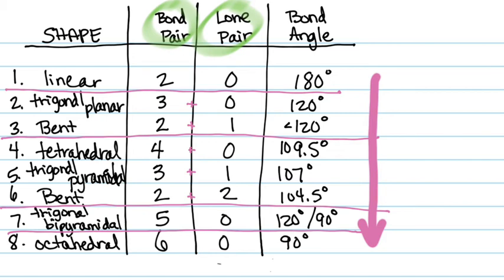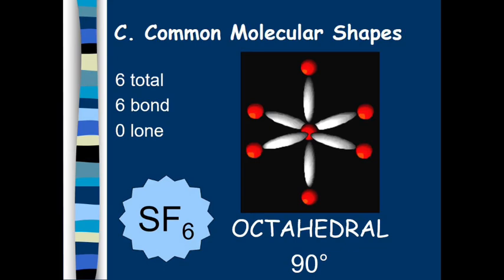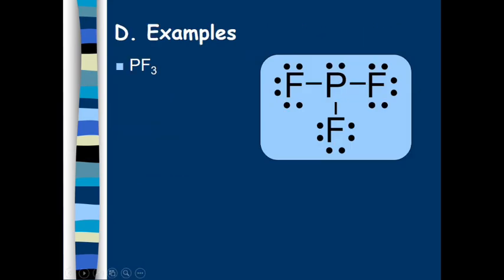Let's go work out a couple of examples. So, PF3, there is the Lewis structure for it. By now you should be able to draw Lewis structures pretty well. Give it a shot on your paper. Count up all your valence electrons, go through, and see if you can get this Lewis structure.